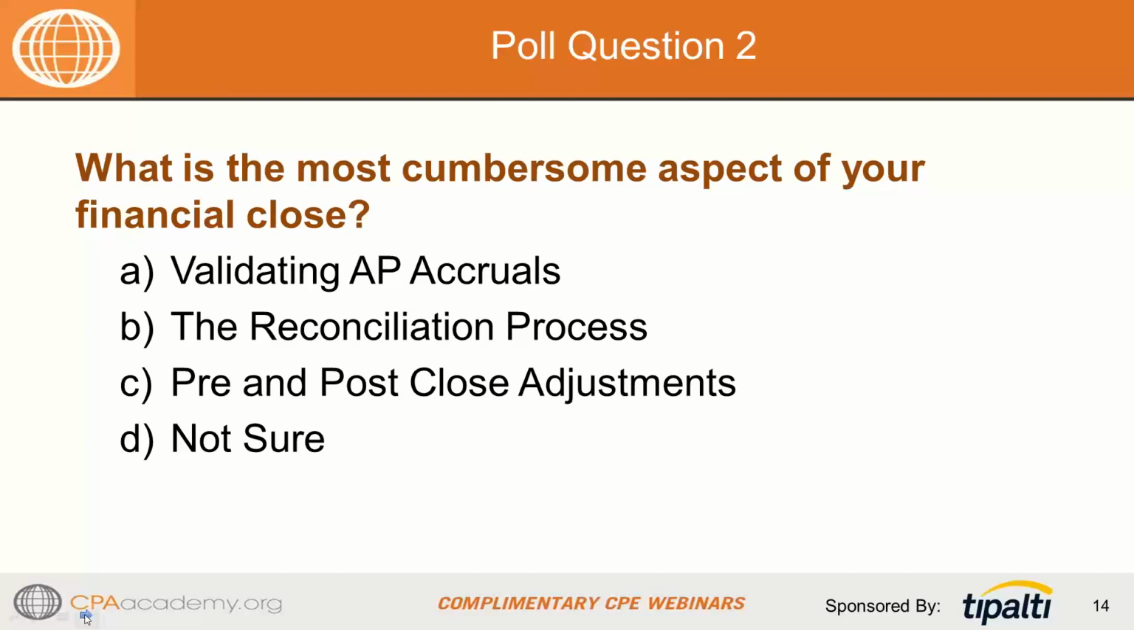Okay, what is the most cumbersome aspect of your financial close? And this is polling question 2. And the selections are validating AP accruals, the reconciliation process, which is, again, pretty general, but it is an aspect to take a look at, pre- and post-close adjustments, and not sure.